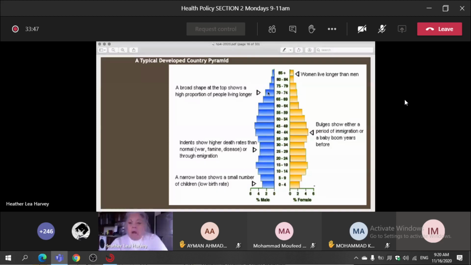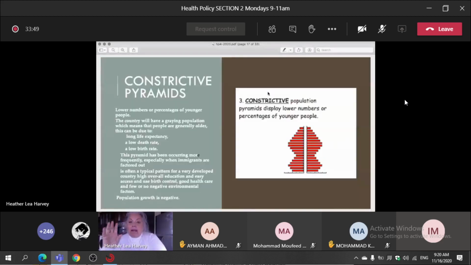Okay? Now, you all asked about a couple different things, and this is where we're going to start to see these differences. We can talk about a constrictive pyramid. And constrictive just means what? We've had something happen that tightens it. Think boa constrictor, like a snake. Okay? And you can see right here, I don't know what country it's from.